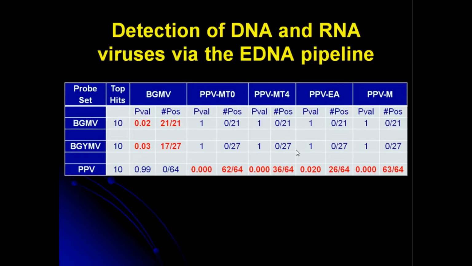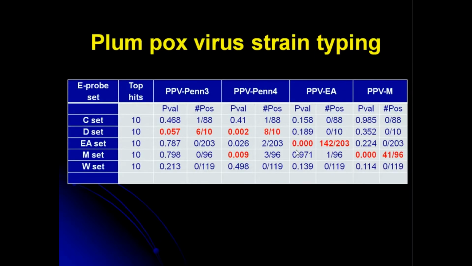So, how does it work? It's worked incredibly well, and probably better than I would have expected when I first started this. This is some of Tony's data that he didn't show. Here, we're showing how you can identify both DNA and RNA viruses from the eDNA pipeline. On the top two lines, you're seeing two DNA viruses that were identified by probes, including a mixed infection. On the bottom, you see the ability to identify plum pox virus, an RNA virus, as a proof of concept.